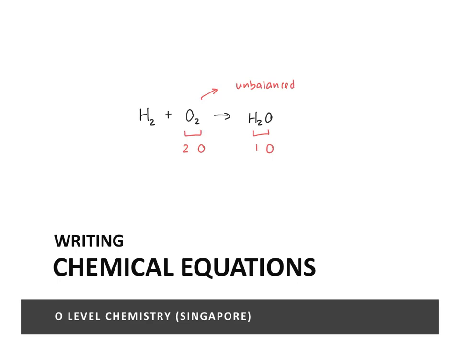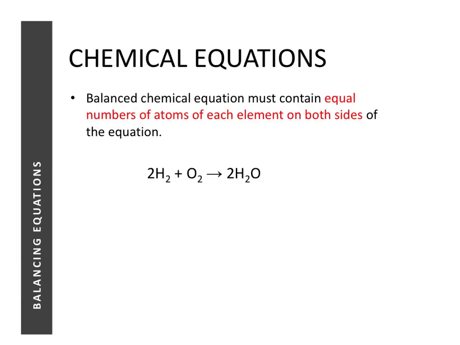Alright, so what then constitutes a balanced equation? A balanced equation must contain an equal number of atoms of each element on both sides of the equation. Alright, so now we look at the same reaction, but now the chemical equation is slightly different.